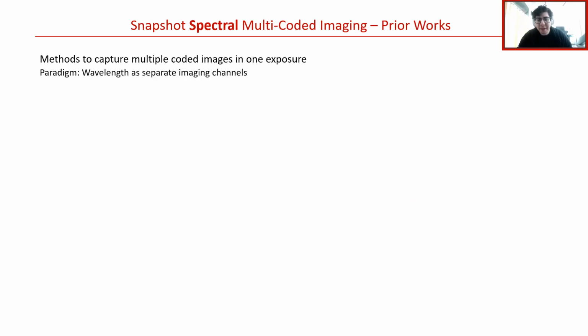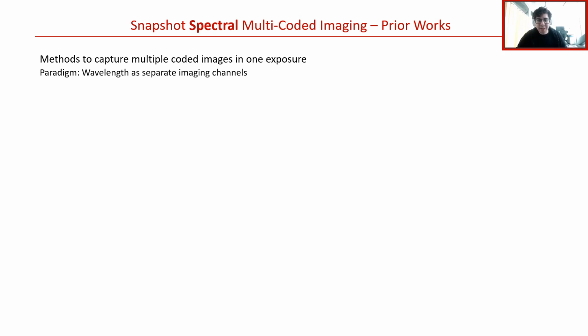Now, these previous methods all captured multiple images sequentially over time. However, there's substantial interest in designing an architecture that can instead obtain the set of multiple images in a single exposure, in other words, a single snapshot from the camera. The benefit is that we could then apply these algorithms to scenes that are not static, and we can extract information with higher effective frame rates. One way to do this is with the general paradigm of using wavelengths as separate imaging channels.